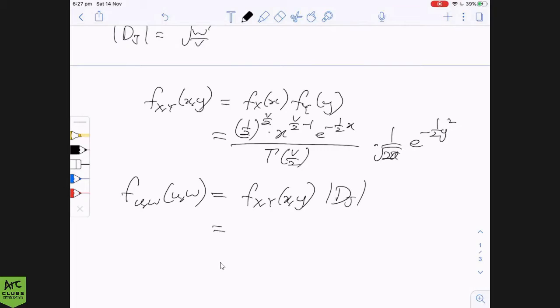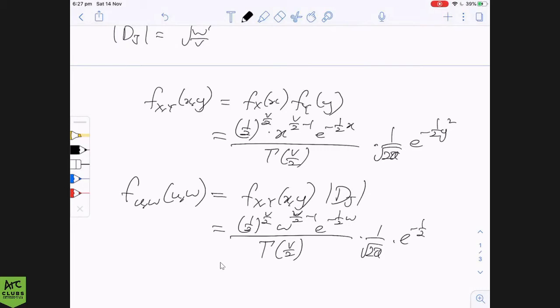Replacing X and Y in terms of U and W, all your X's become W, and all your Y's or Y squares become U squared W over v.